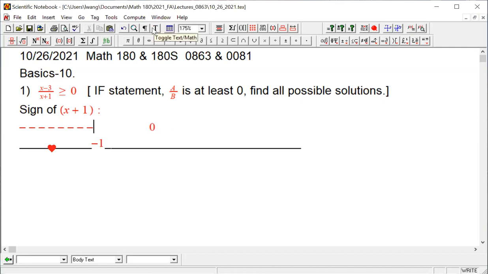Come back to 0. If we pick negative 1, we get 0. If we pick larger than negative 1, x plus 1 will be positive. The same idea. So how about the sign of x minus 3?